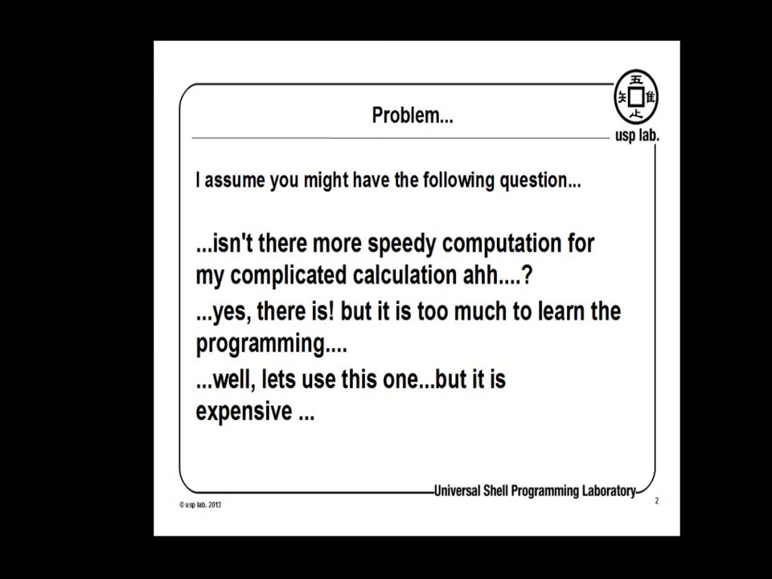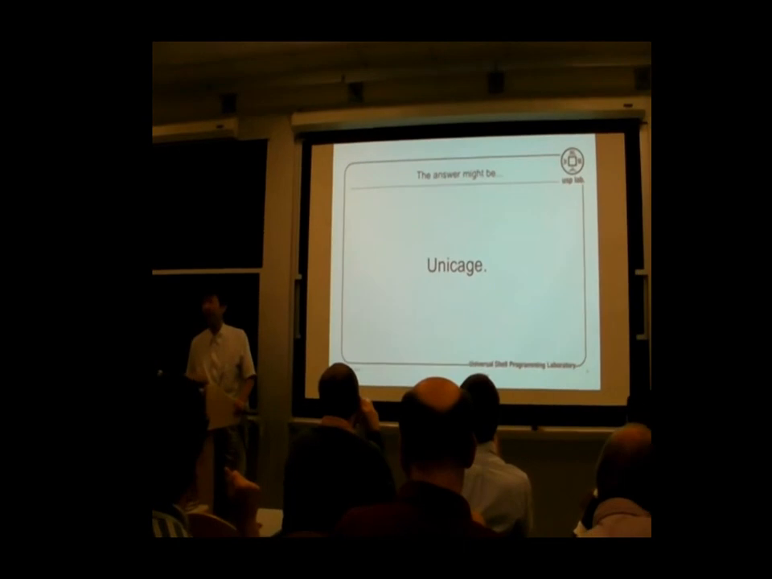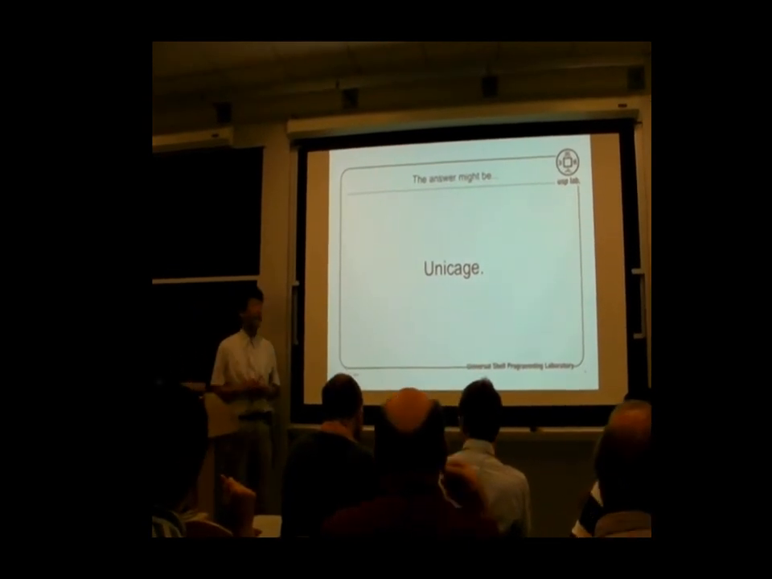In Japan, I work surrounded by Japanese enterprises, and the members of enterprises in Japan are always saying there are many problems in computer systems. Isn't there a speedier computation method for my calculations? Or, yes, there is, but it takes too much programming to run. Or, let's use this one, but it's very expensive, or big iron, and so on. And for this problem, Unicage might be the answer. So I will explain about Unicage.